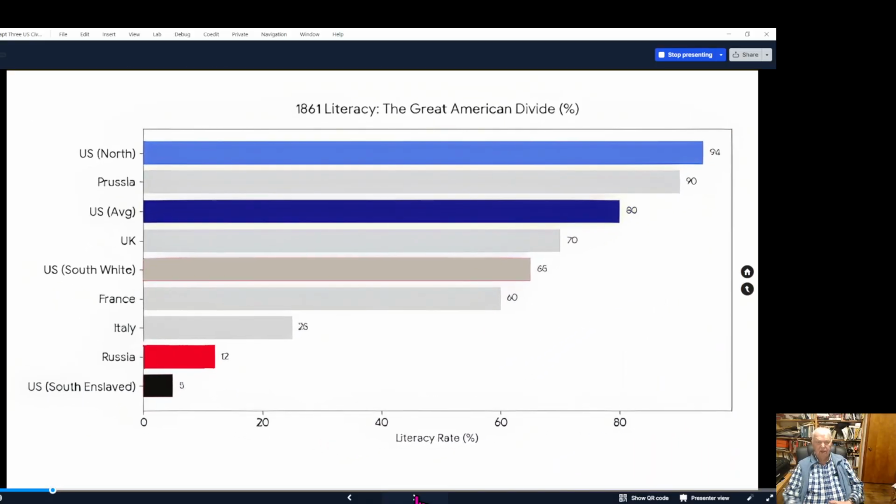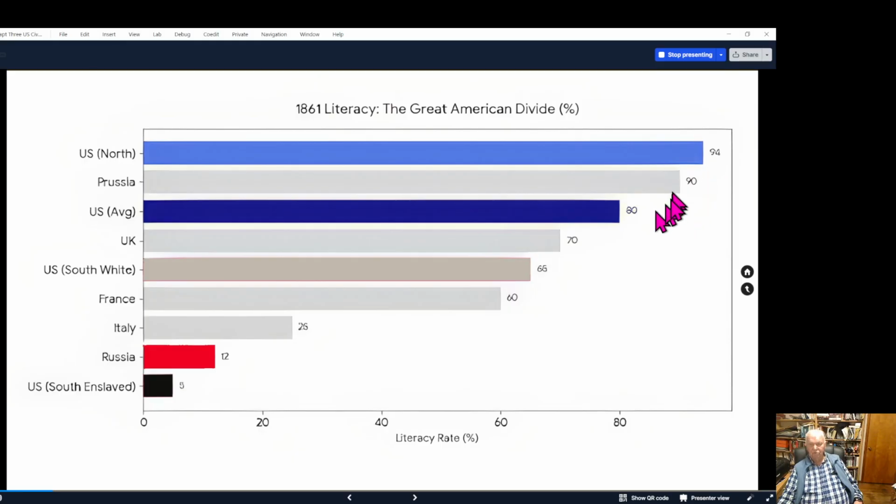And another factor we want to look at is the quality of life. Look at the literacy rate in 1861. And here you have the literacy rate of Russia at 12, and the United States at 94 percent. And at this point in time, the U.S. has the highest literacy rate in the country.